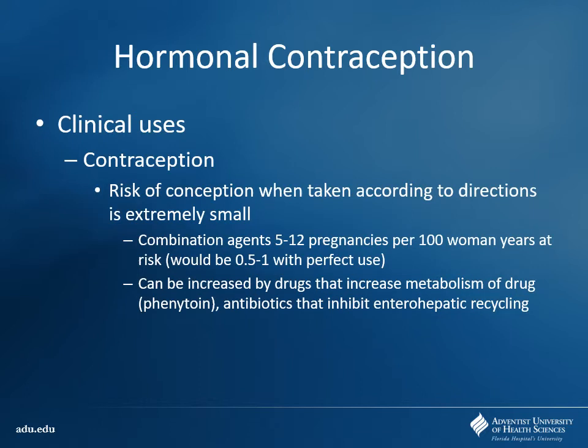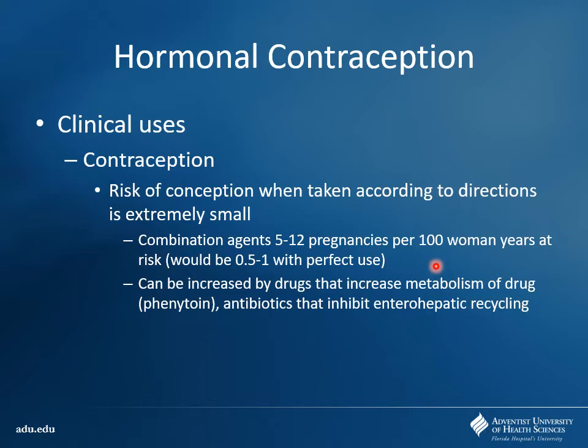Now, clinical use. The main thing is contraception, trying to prevent pregnancy. If you take it according to directions, the risk of pregnancy is very small, and this is without using any other form of protection at all. For a combination agent, so estrogen plus progestin, maybe 5 to 12 pregnancies per 100 woman-years at risk. That's with typical use. And how do you actually, what is 100 woman-years?